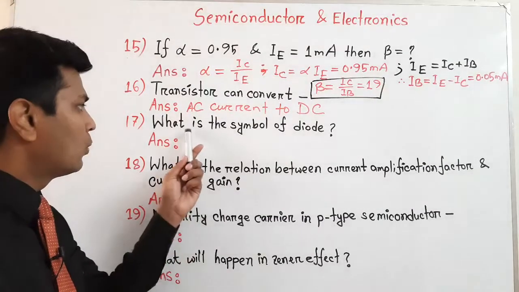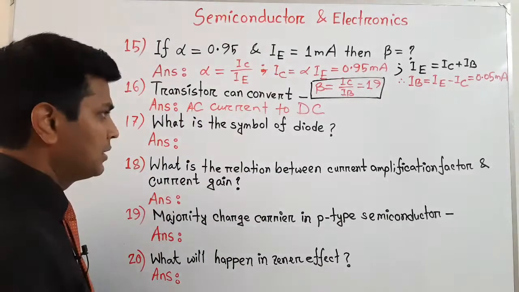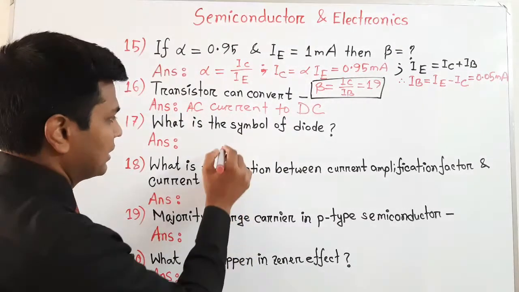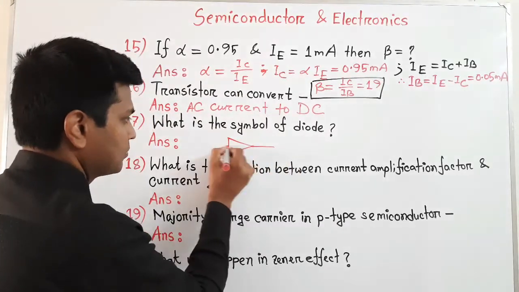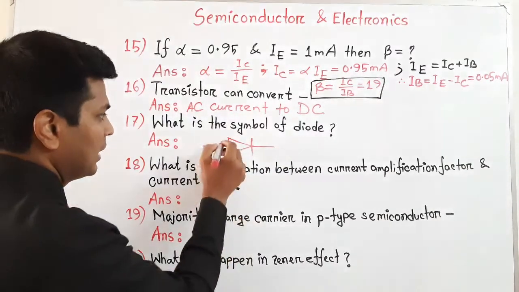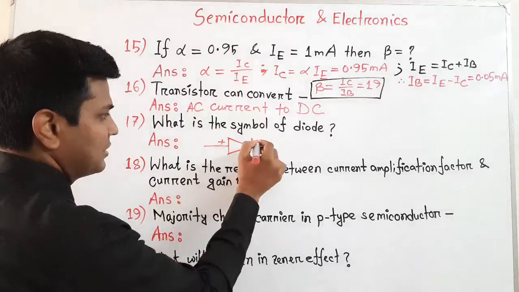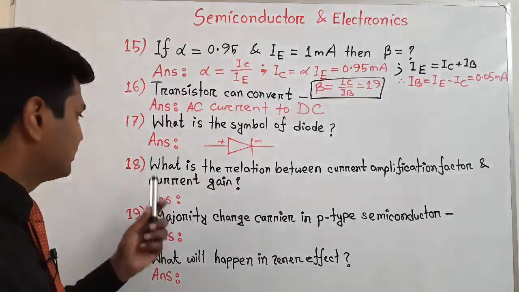The question is, what is the symbol of the diode? A diode is one kind of PN junction, and the symbol of the diode will be like this. This is the symbol of the diode, and this point will be positive and this point will be negative. Now let's see question number 18.